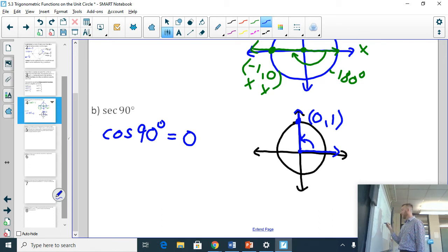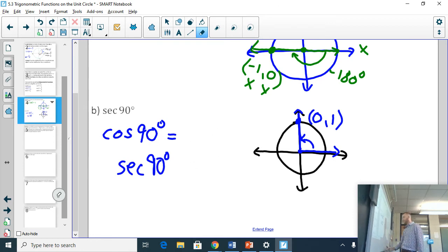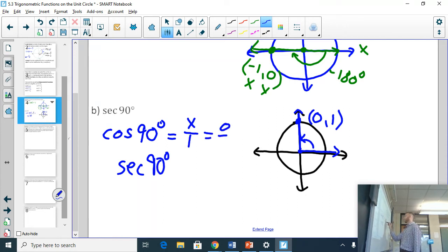So if we have secant of 90, let me write it like this first. Cosine of 90 would be x over 1 on the unit circle, and we have x to be 0, so 0 over 1, which is 0. So I think that's an important rewind. Secant of 90 would be the reciprocal, which is 1 over x, but x is 0, right?